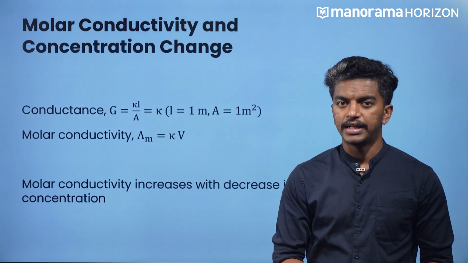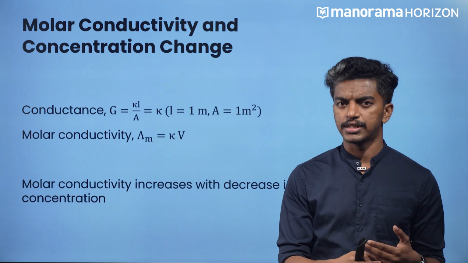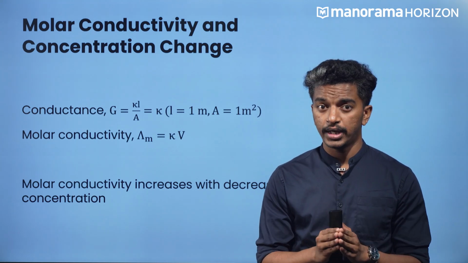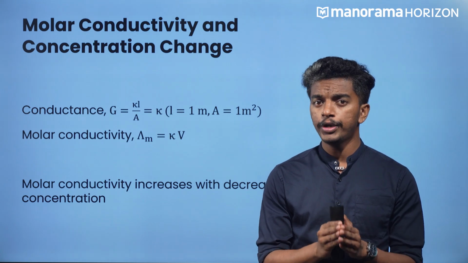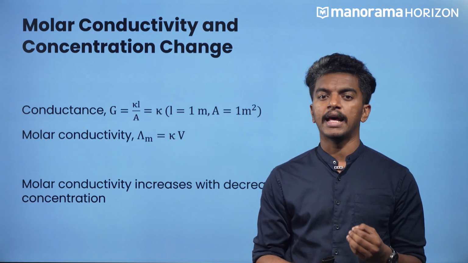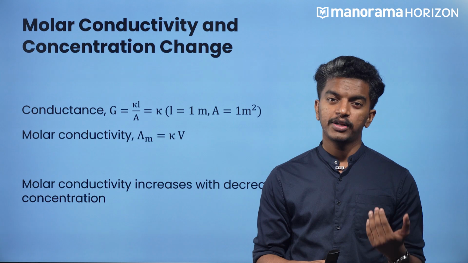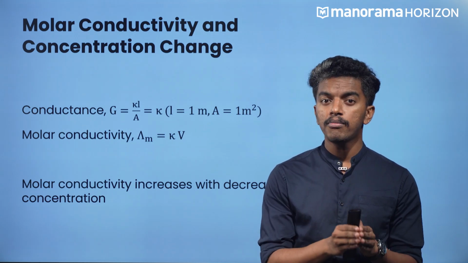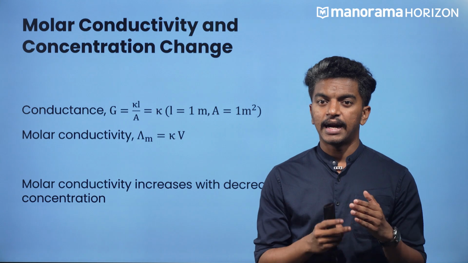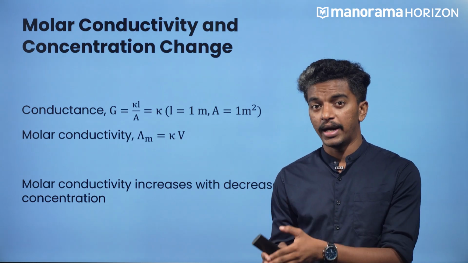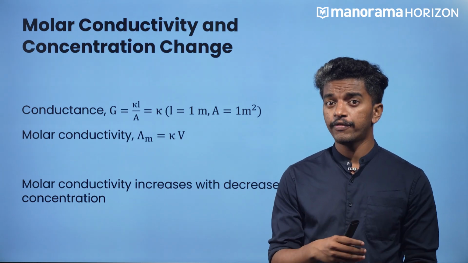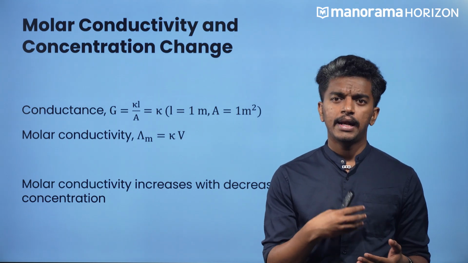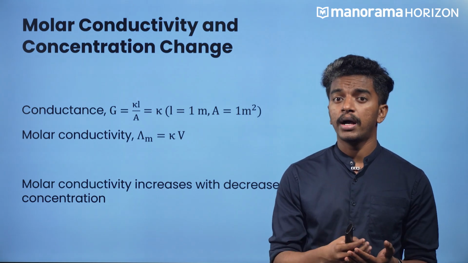Both molar conductivity and conductivity change with concentration. If you recall, the conductivity is the conductance of unit volume of solution kept between electrodes of unit cross section and unit length in between. And molar conductivity is the conductance of a solution of volume V containing 1 mole of electrolyte. That is, conductance G is equal to kappa L by A, which is equal to kappa if length is equal to 1 meter and area is equal to 1 meter square. Then lambda m we can write as kappa into V.